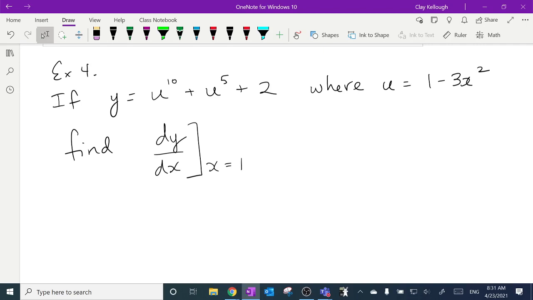So we would like to find the derivative of y with respect to x if y is a function defined in terms of u, and then u is its own function defined in terms of x. And I could maybe also point out that this of course means that y would in fact equal (1 minus 3x squared) to the power of 10 plus (1 minus 3x squared) to the power of 5 plus 2. So that would be the function without having to resort to a third variable.